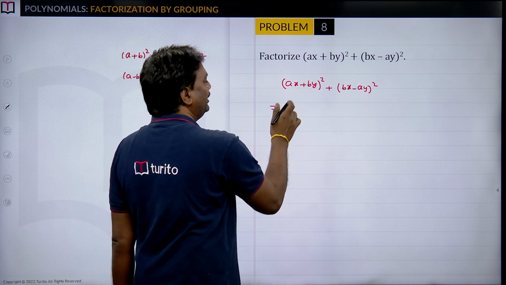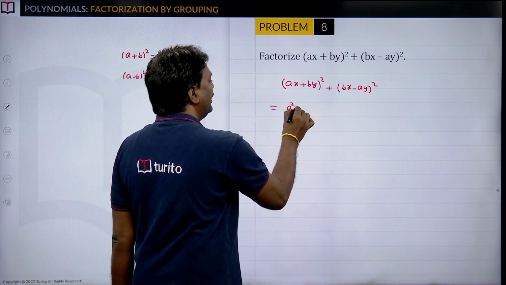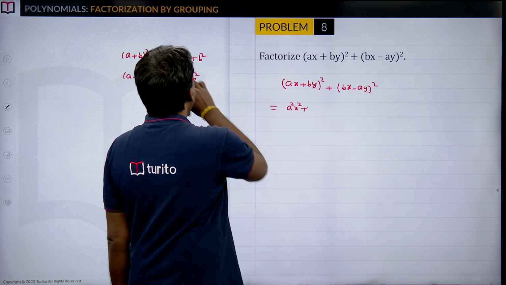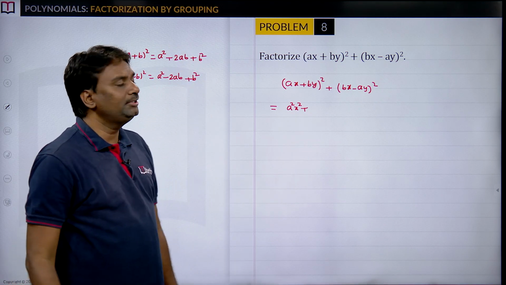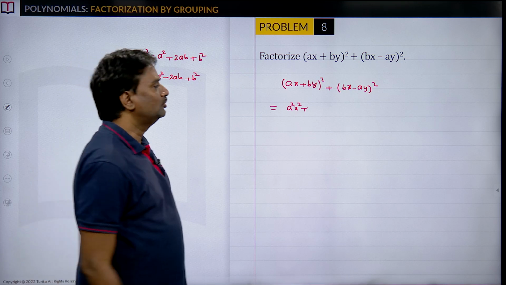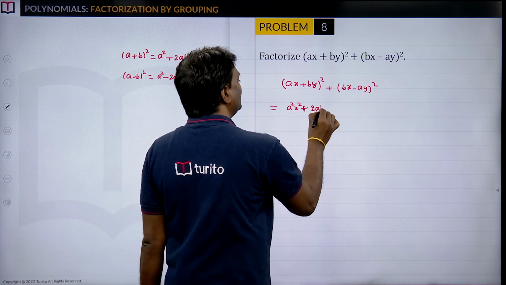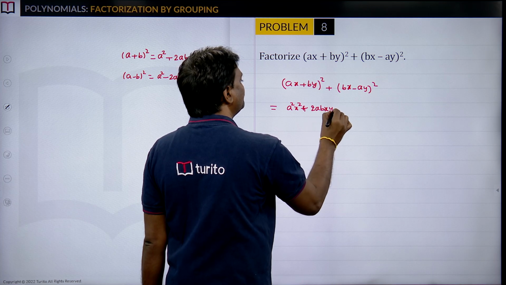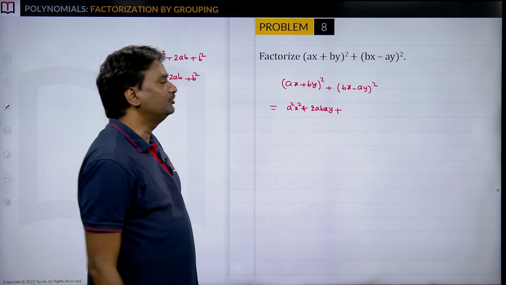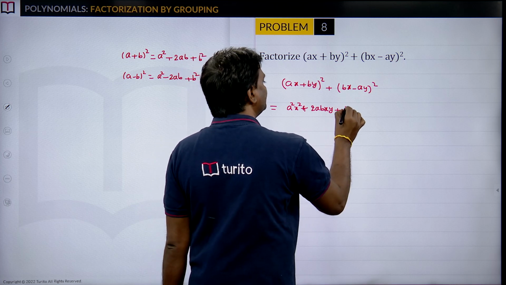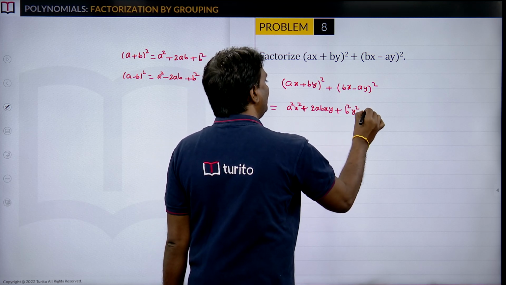So, a square, (ax) whole square, a square x square, plus 2ab, 2 into ax into by. So, 2ab xy, plus (by) whole square, b square y square.